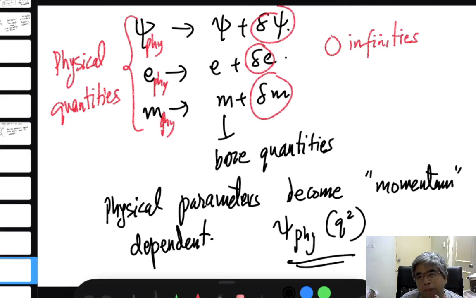So, is there any physical reason why this works? This is what we'll see now.